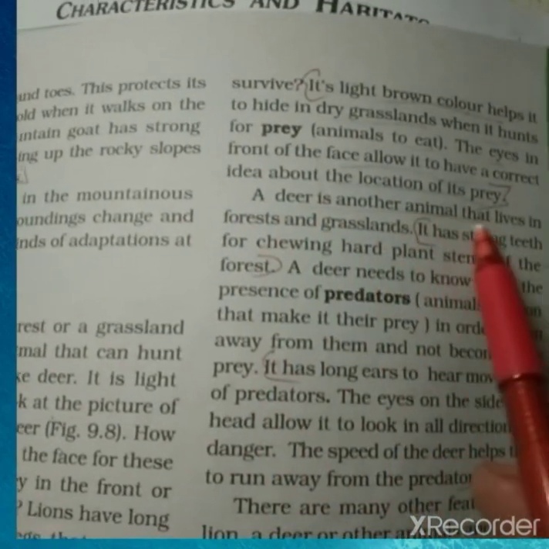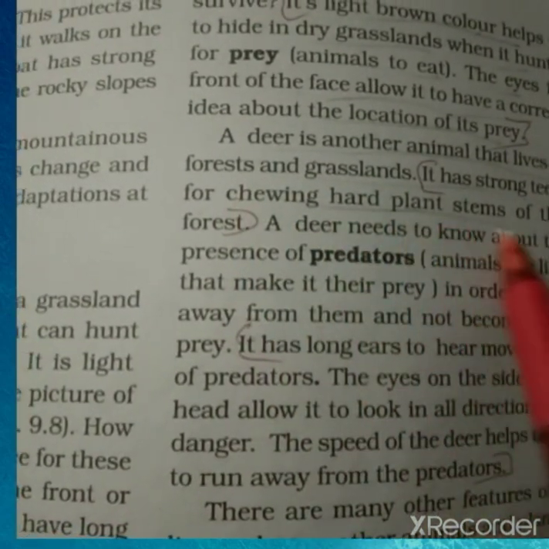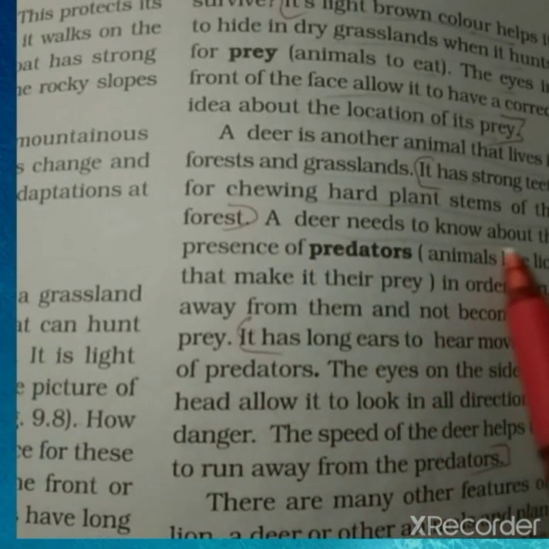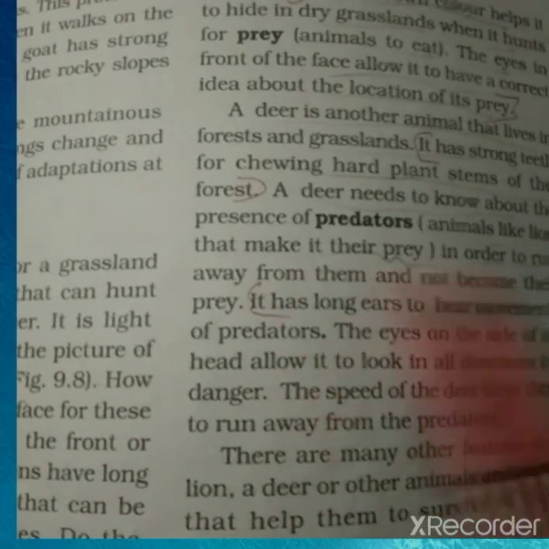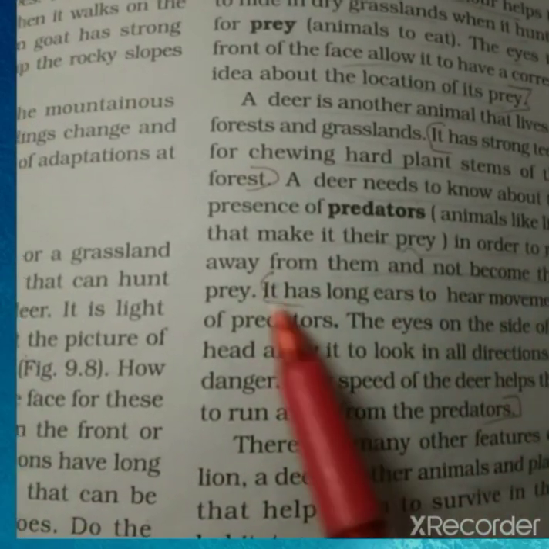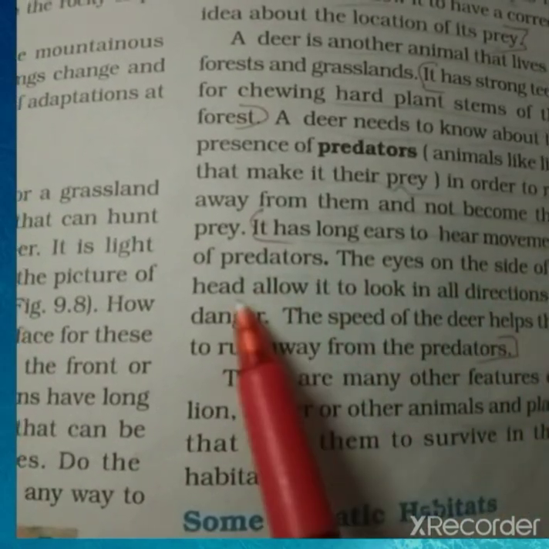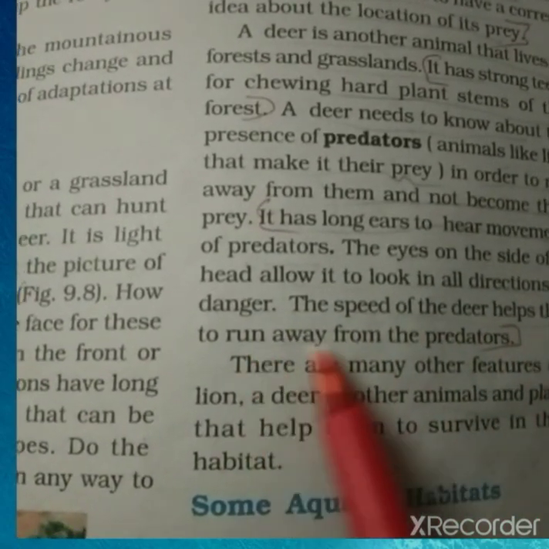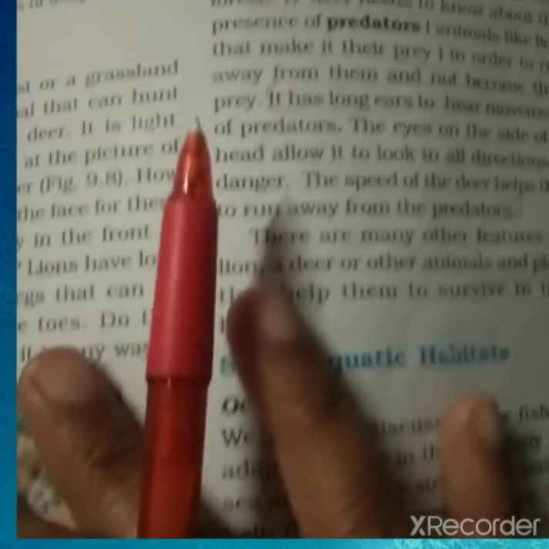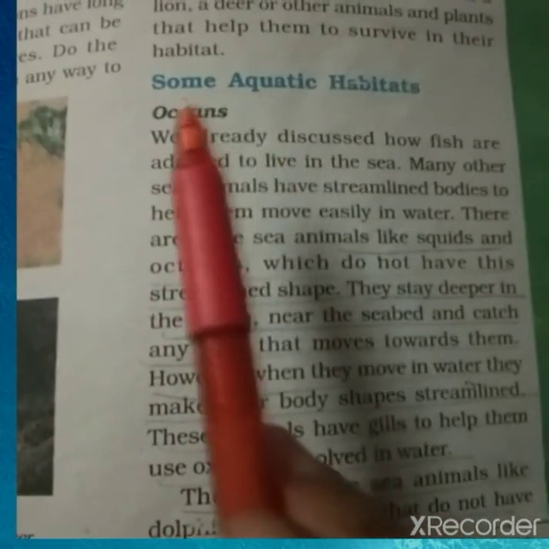A deer is another animal that lives in forest and grassland. It has strong teeth for chewing hard plant stems. A deer needs to know about the presence of predators, animals like lions that make it their prey. In order to run away from them and not become their prey, it has long ears to hear movements of predators. The eyes on the side of its head allow it to look in all directions for danger. The speed of the deer helps it run away from predators. So understood? According to their places, they have their body structures, because they adapted to their habitats.